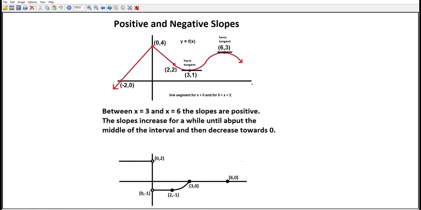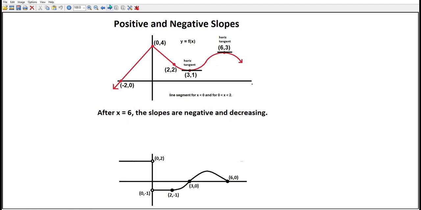Now, between x equals 3 and x equals 6, the slopes are positive, and they get bigger for a while, and then they get smaller again down to 0 when we get to 6, and that gets us this sort of shape. And then finally, when x is bigger than 6, we have negative slopes, and they get more negative as we head off this way, which gives us this picture. And that's a fairly accurate sketch of the graph of f prime.